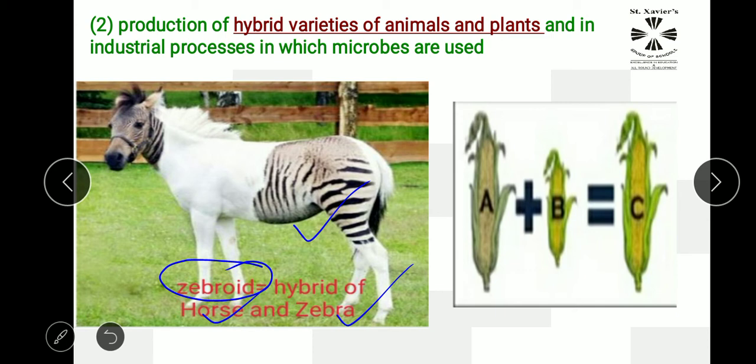Students, here you can see crop A has large quantity but the quality is not good. Here in B, when you see, quality is good but quantity is less. But when you see hybrid variety C, quality and quantity both are good. So this hybrid variety of crop is the result of the science of heredity.